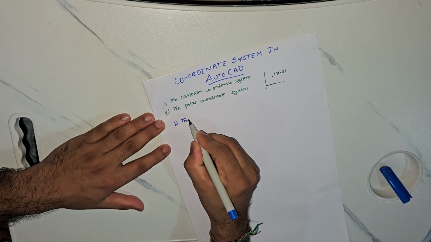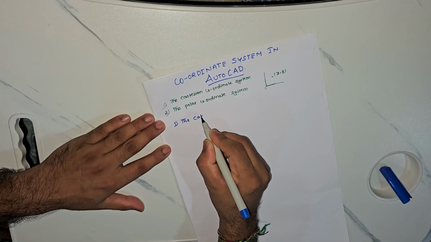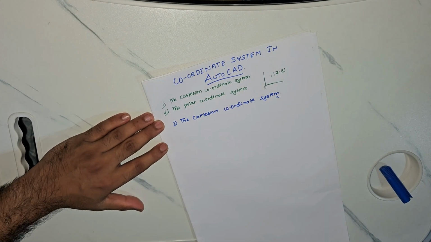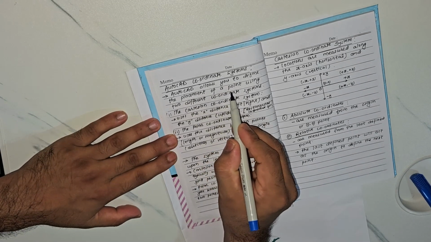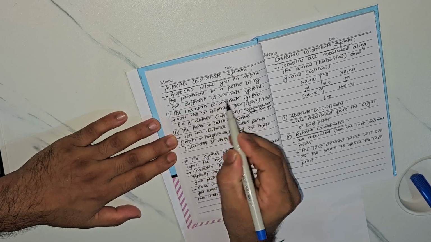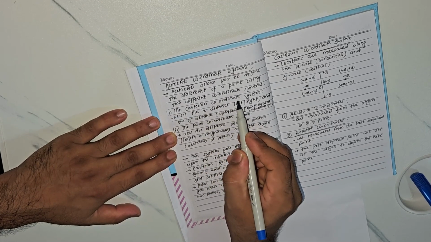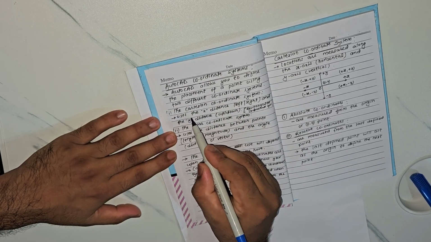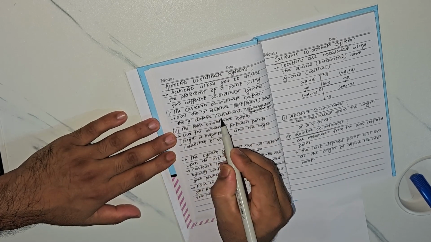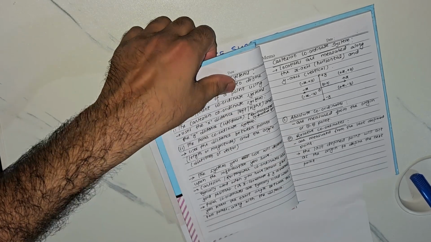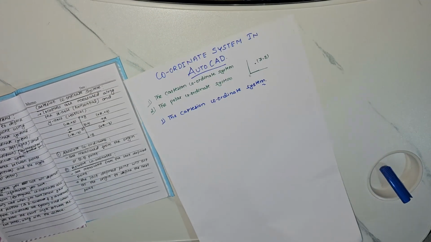Number one, we have the Cartesian coordinate system. Here I have a short note which I would like to show you. AutoCAD allows you to define the placement of a point using two different coordinate systems. The Cartesian coordinate system uses the x distance, that is left and right, and the y distance, up and down. It is also known as the rectangular coordinate system.